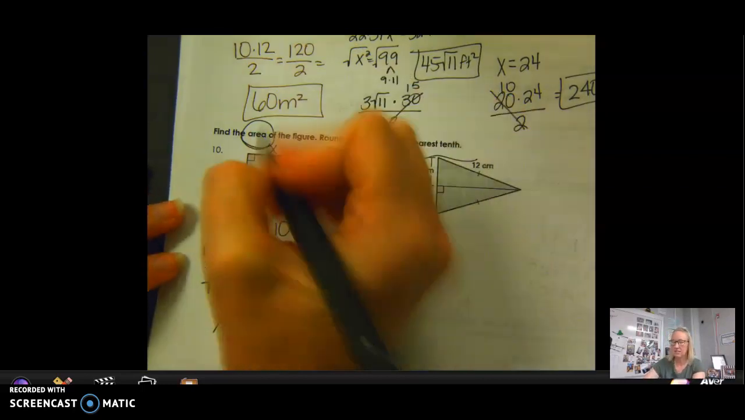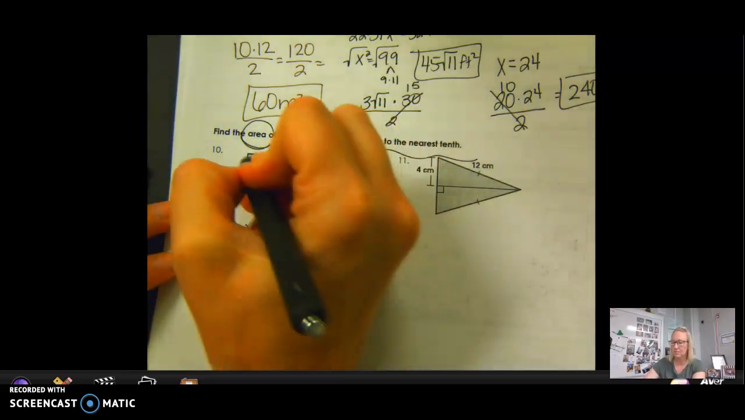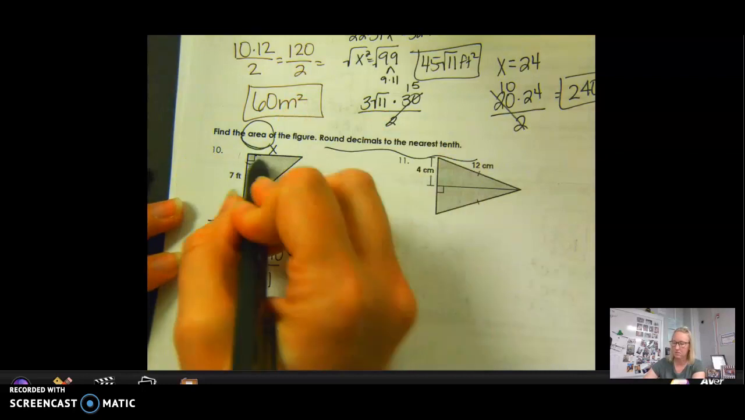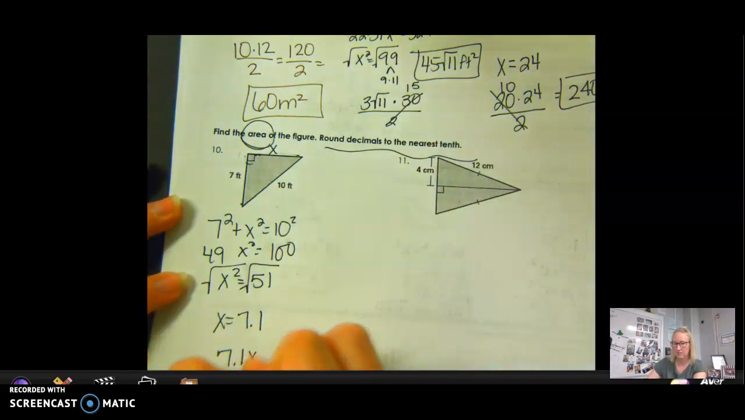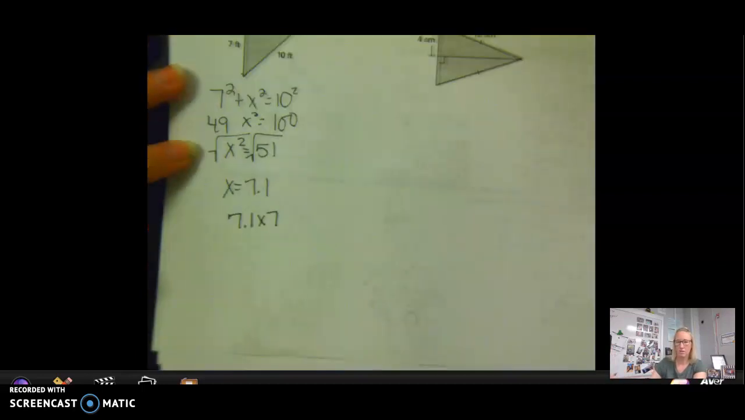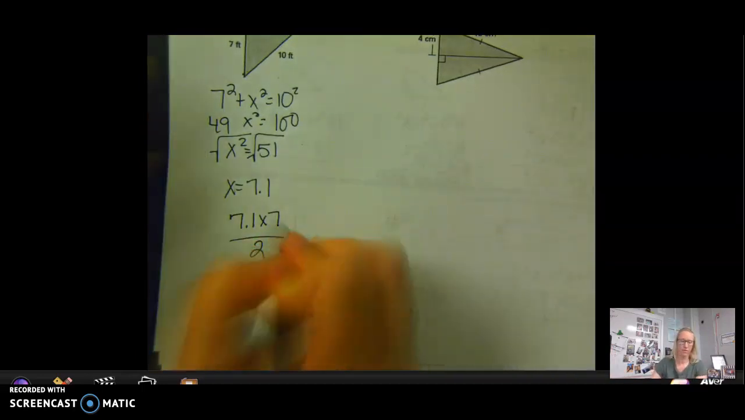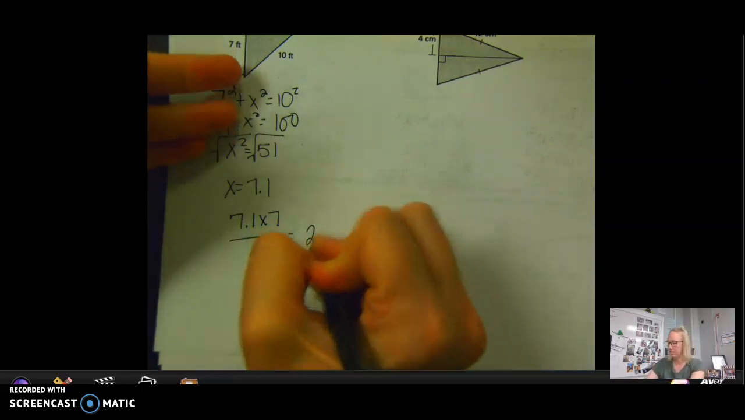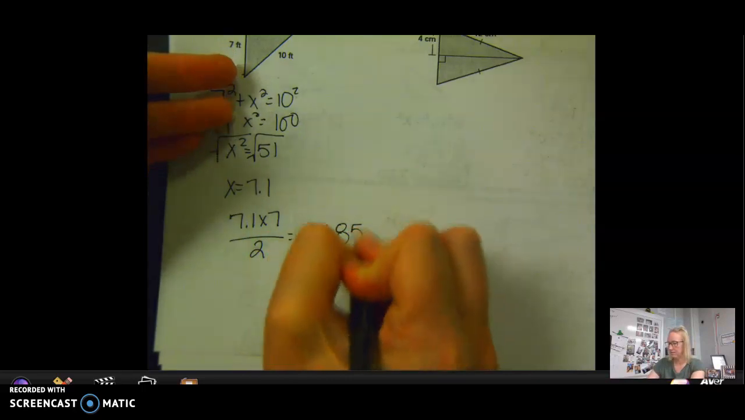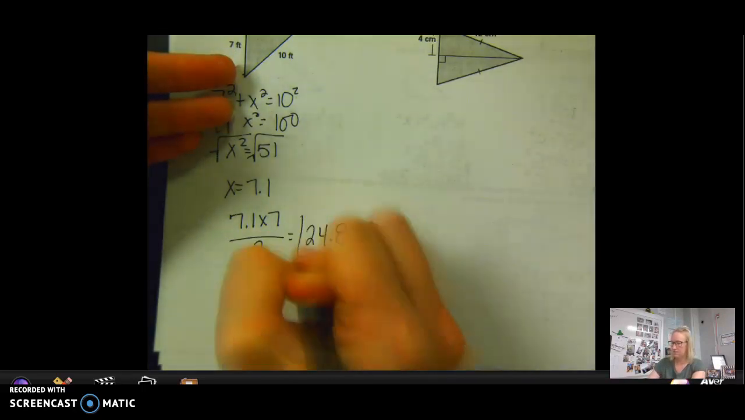But we also have to find the area. So remember, area is length times width divided by 2, but it has to be the 90-degree angle that you're doing the length and width. So it would be this guy times this guy. So 7.1 times 7, and then that whole thing divided by 2. So 7.1 times 7, divide that by 2, and I get 24.85 feet squared.